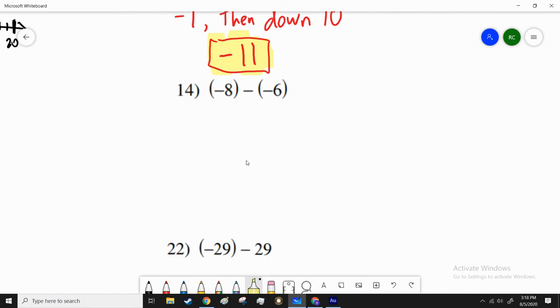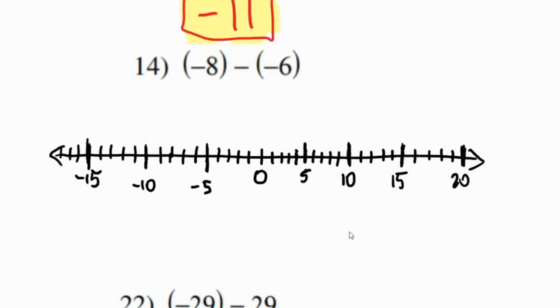Okay, so I'm going to use the number line for this one, because whenever there are 3 or more negatives in one problem, my brain explodes a little bit. So I'm going to fall back on my original idea of using a number line. So negative 8 is right there. And then minus negative is the same thing as adding a positive, right? Either way, you're going up. So I'm going to go up 1, 2, 3, 4, 5, 6. Where am I? I'm at negative 2. And that's my answer.